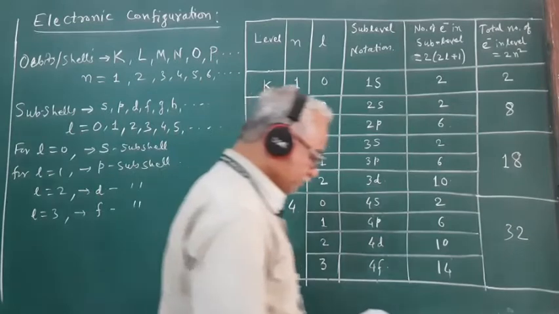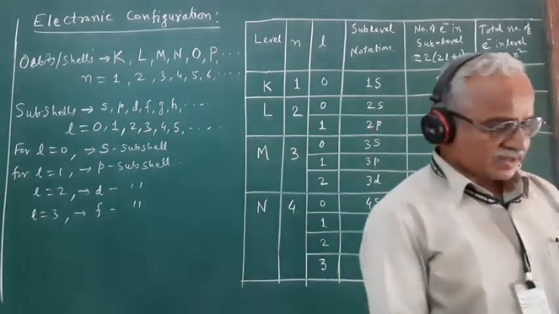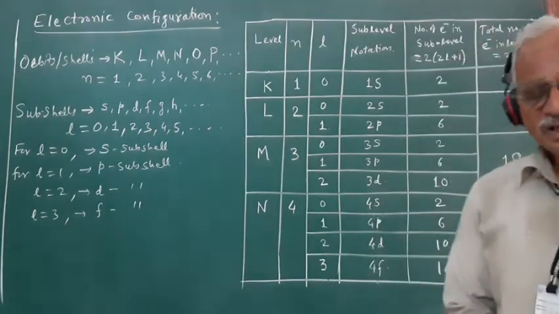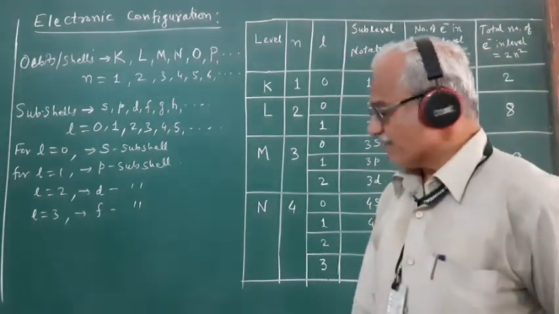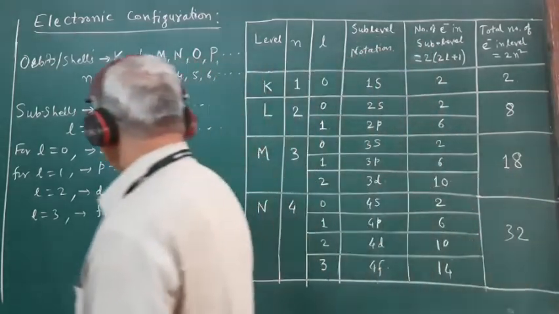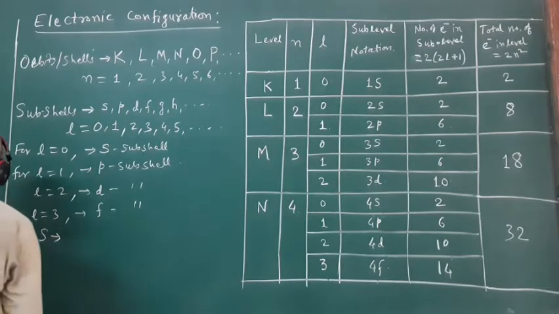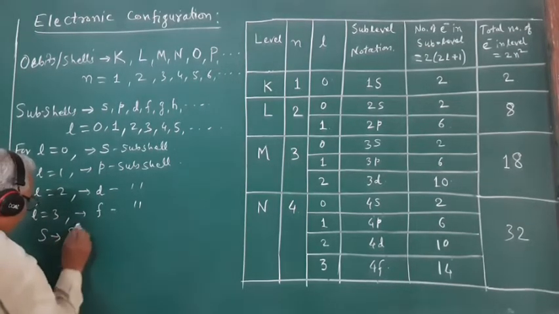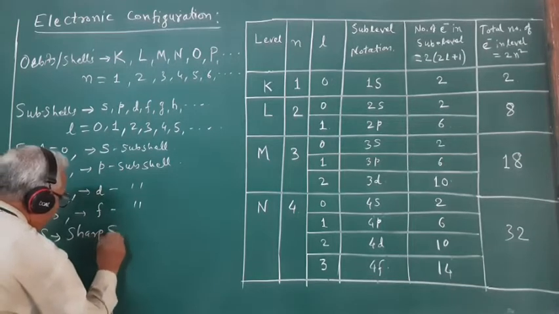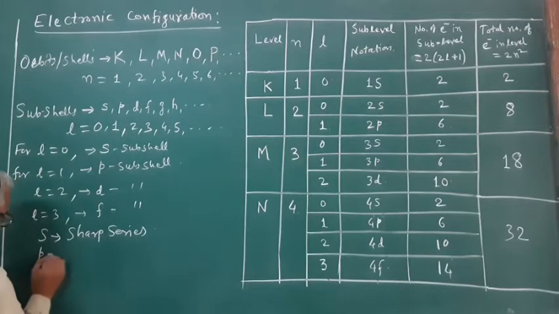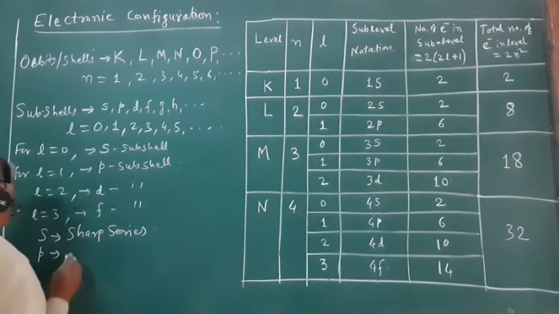Now, these letters s, p, d, f have a certain historical reference. The letter s indicates the sharp series. The letter p corresponds to the principal series.